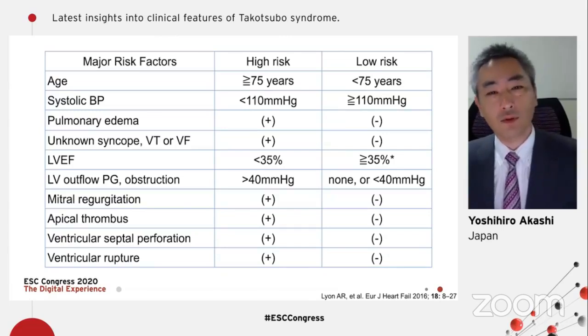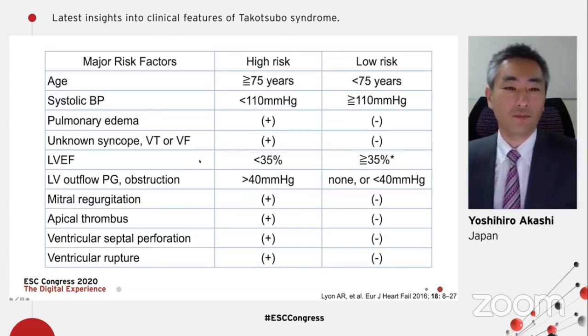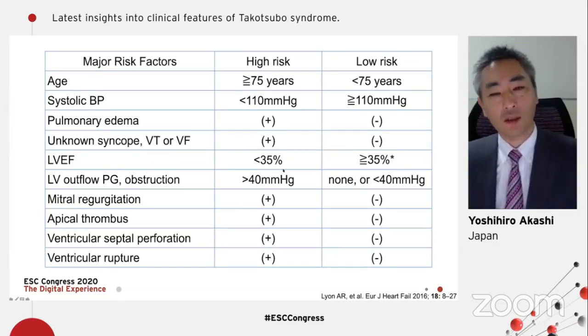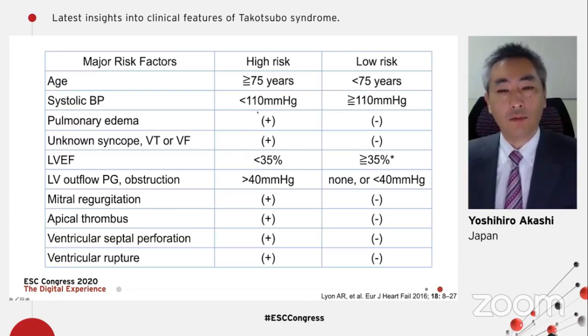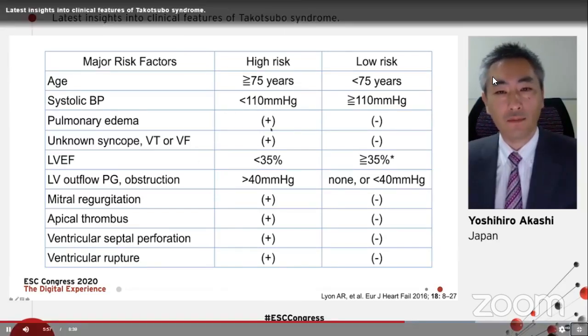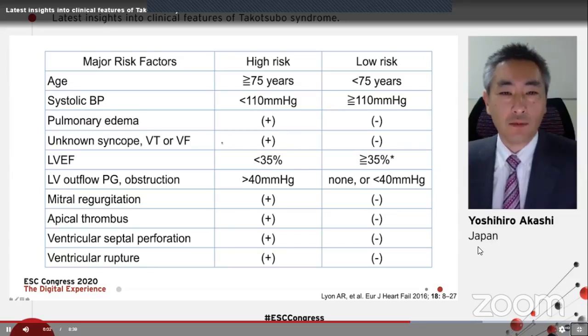This table shows the risk factors of Takotsubo syndrome. High-risk patients indicate higher age, lower blood pressure, lower ejection fraction less than 35%, and many other complications. Of course, presence of unknown syncope or VT and VF are high risk in this patient. These high-risk patients have to be observed in an intensive care unit.